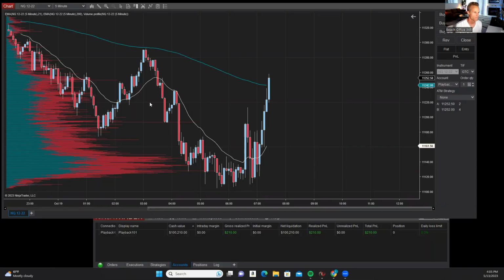Okay, here's the chart setup, my trading chart setup on the NQ. As you can see, I don't use a ton of indicators. I'm more of a price action trader. So I have the 200 EMA, exponential moving average, the 21-day exponential moving average, and volume profile.